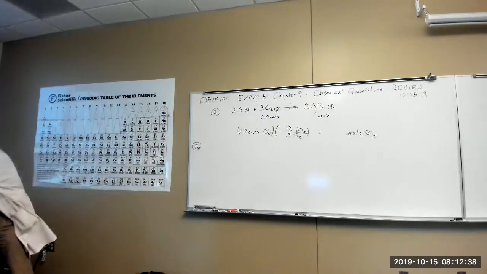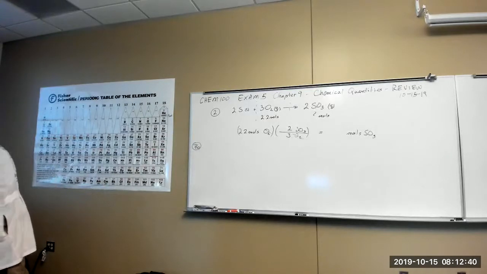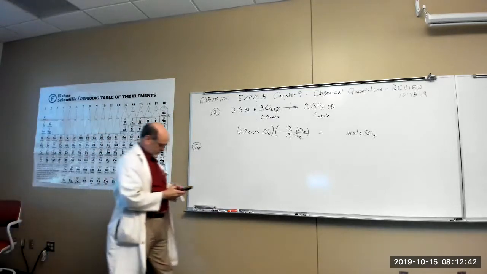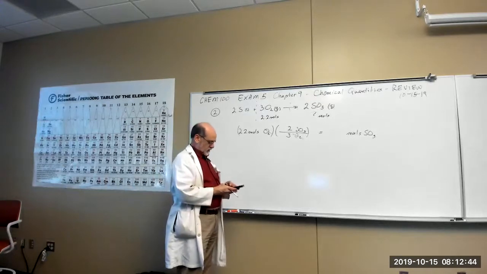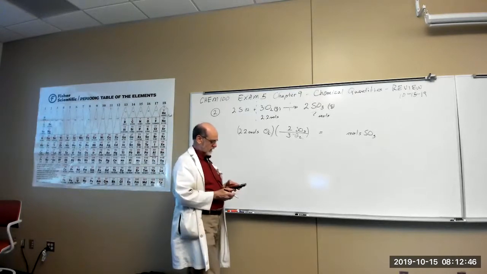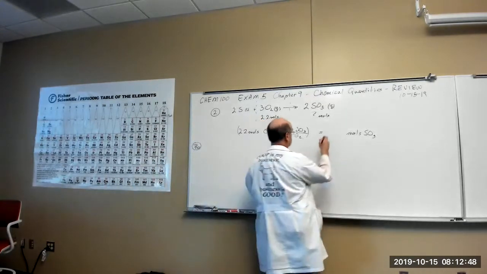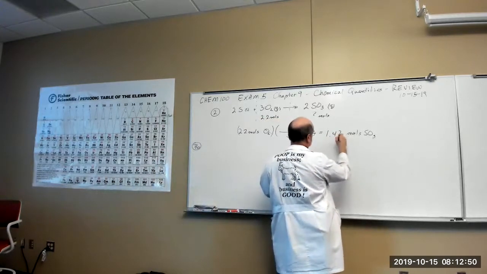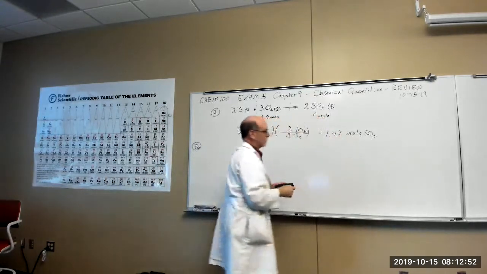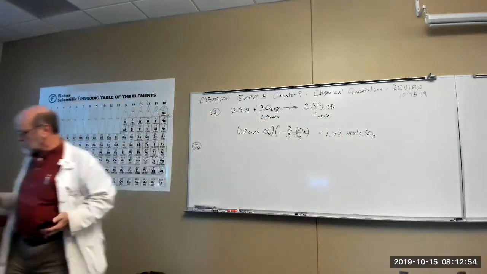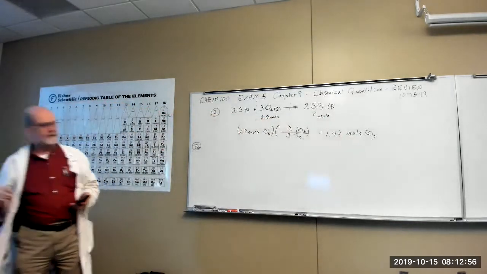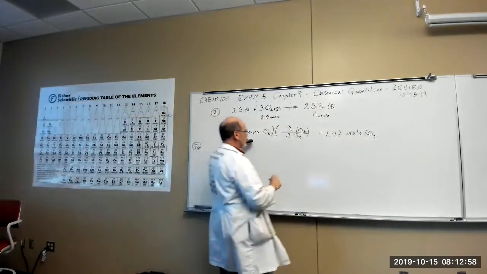Go. 2.2, and I get 1.47. Or rounded off 1.5. Let's see what the answers are. 1.5. So it did round off to 2 significant figures.